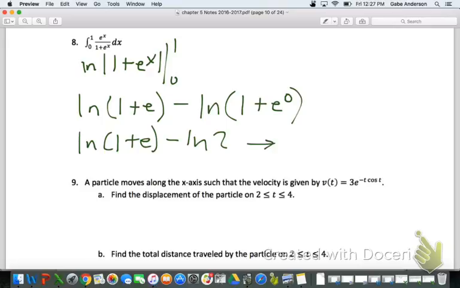So you could write this as natural log of (1 plus e) over 2. That would be an equivalent expression, but unless we're trying to work with some multiple choice that has that sort of thing, there's no need to do that. So don't feel like that's required.